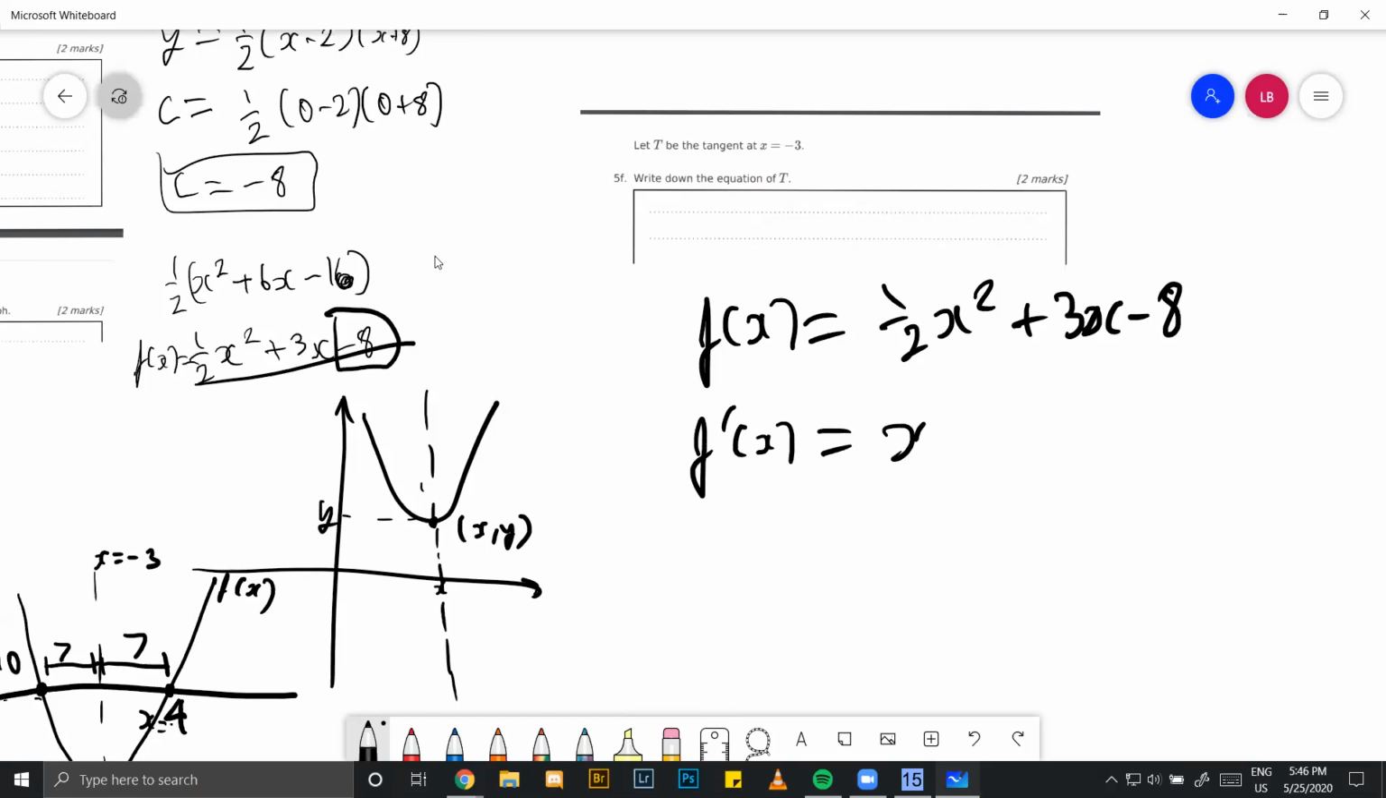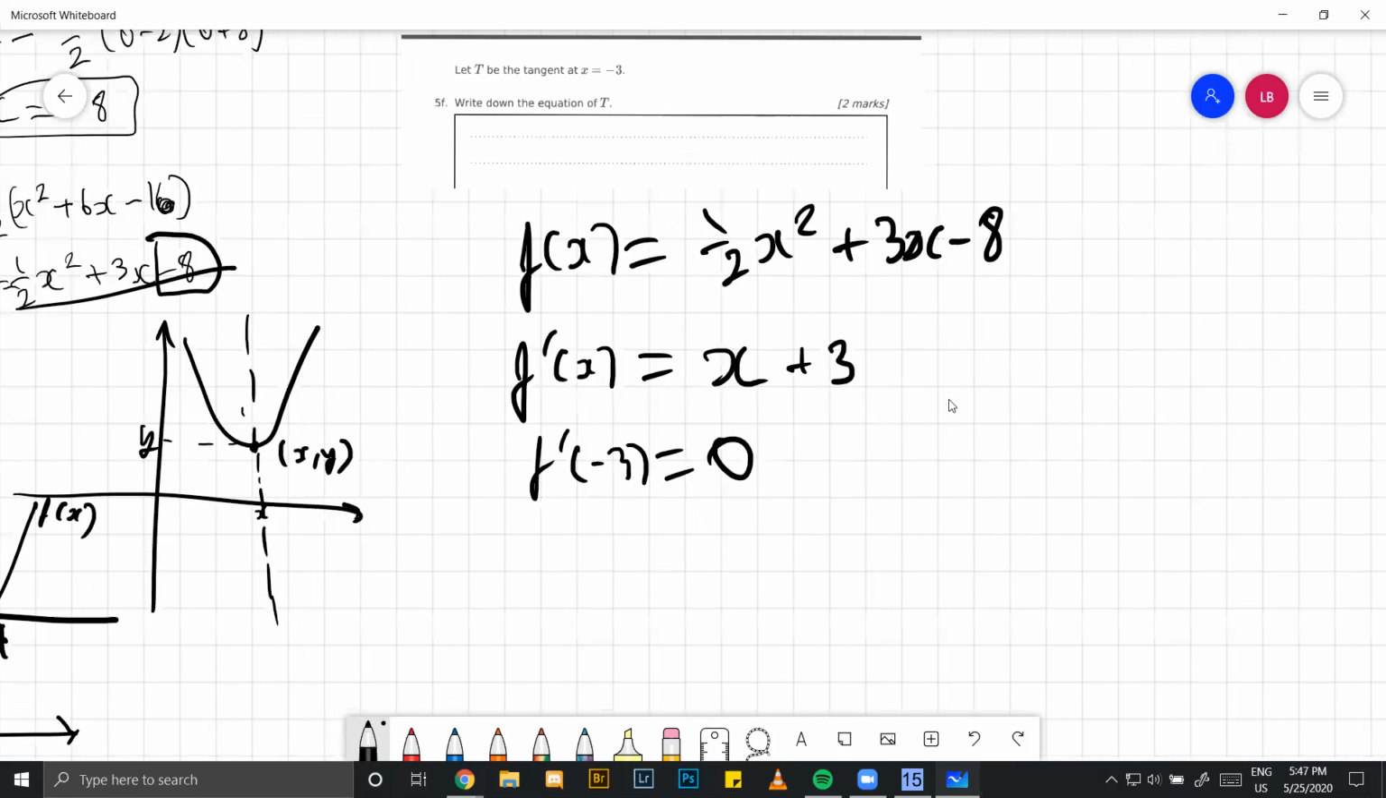So that just leaves me with x. And then plus 3x is just plus 3, and then negative 8 disappears. So the derivative is x plus 3. And then at x equal to negative 3 is what I need to find. So at x equals negative 3, f prime at negative 3 is actually just equal to 0. So the tangent slope is just 0.